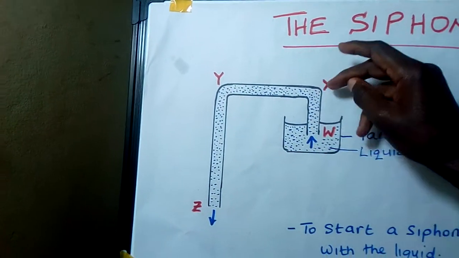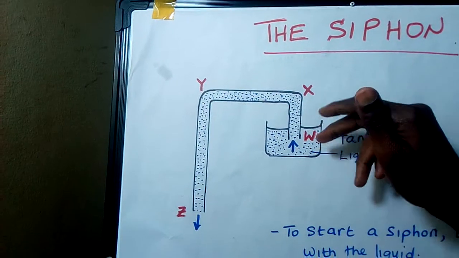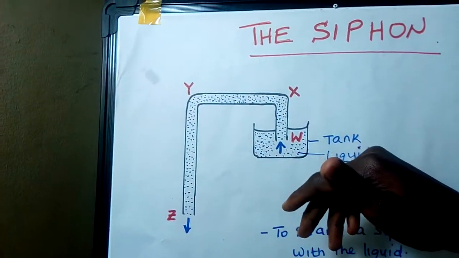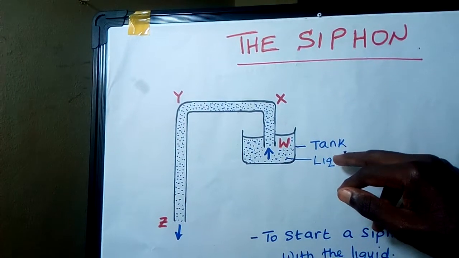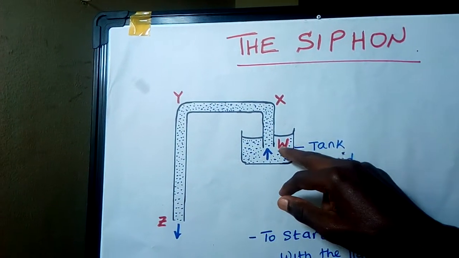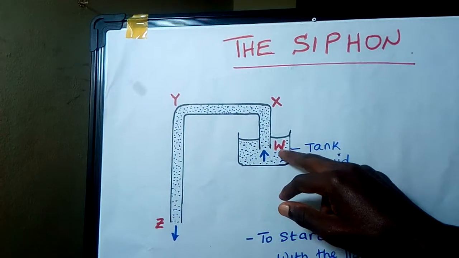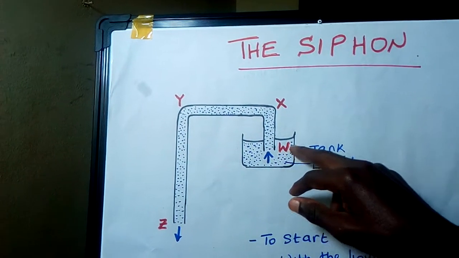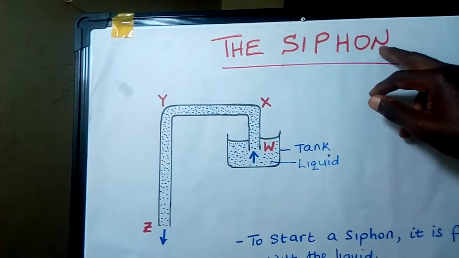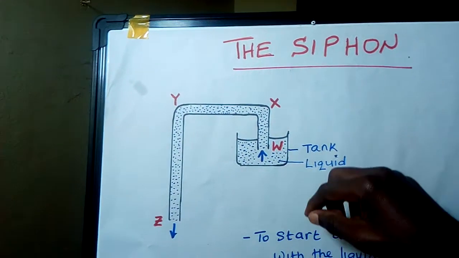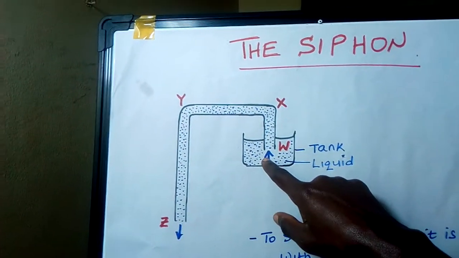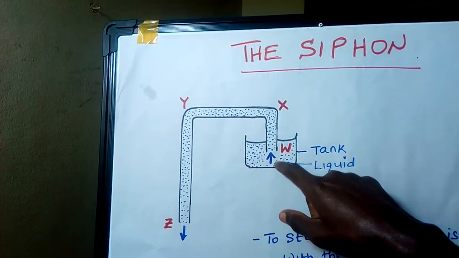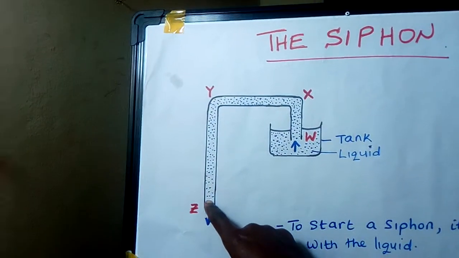The shorter arm is always put inside the what? The liquid which you want to flow. To make this tank empty, such that this liquid is no longer there, it will take you a lot of time. But a siphon can help you. So you simply get the shorter arm, put it inside the tank of the liquid, and then the longer arm will be outside.